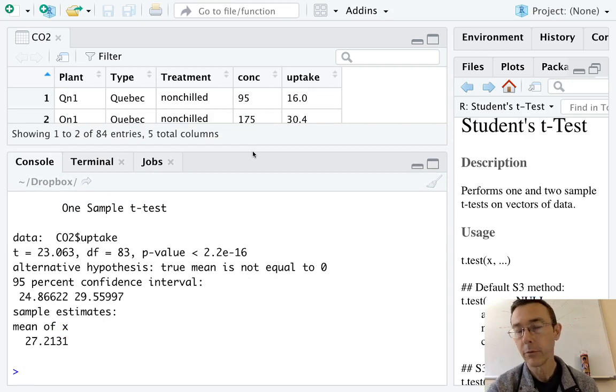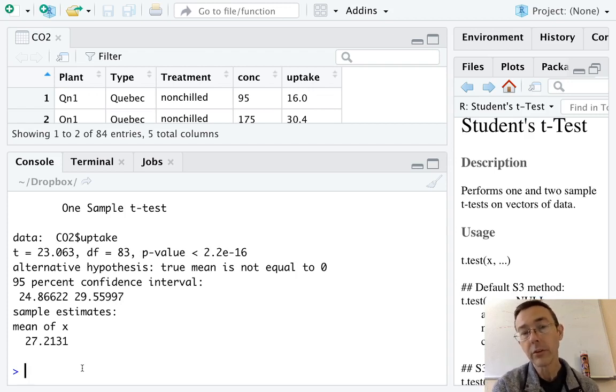It's going to give us a lot of information here that will become more interesting to us when we get into hypothesis testing. Right now, the things that we are most interested in noting are the 95% confidence interval, of course, that it's giving us. It's also giving us a point estimate. This is going to be the sample mean, 27.2131. If we had to estimate the population mean, this would be the single number we would give. Also notice that it's giving us the number of degrees of freedom. That's one less than the sample size, so 83. Things like the p-value and the alternative hypothesis we'll get into when we talk about significance testing in a future video.